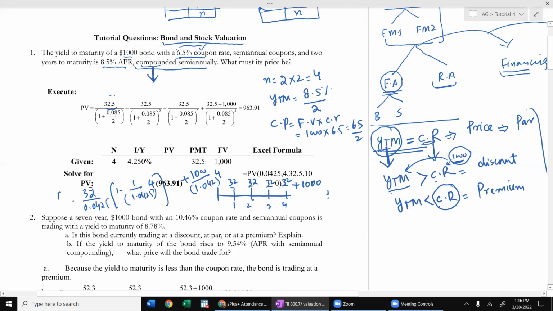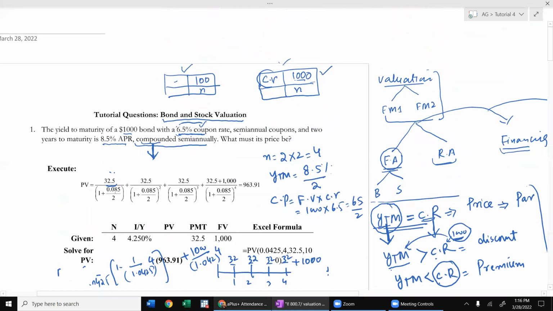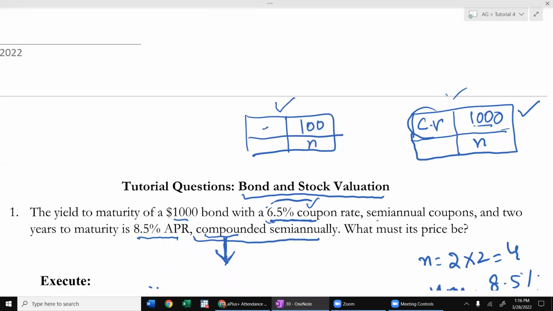Okay, so this way you can calculate the value of a bond. And if I hide this information, not showing you the answer, by using this information, can you tell me whether the price of this bond will be at discount, premium, or par? Can you tell me? Coupon rate is how much?